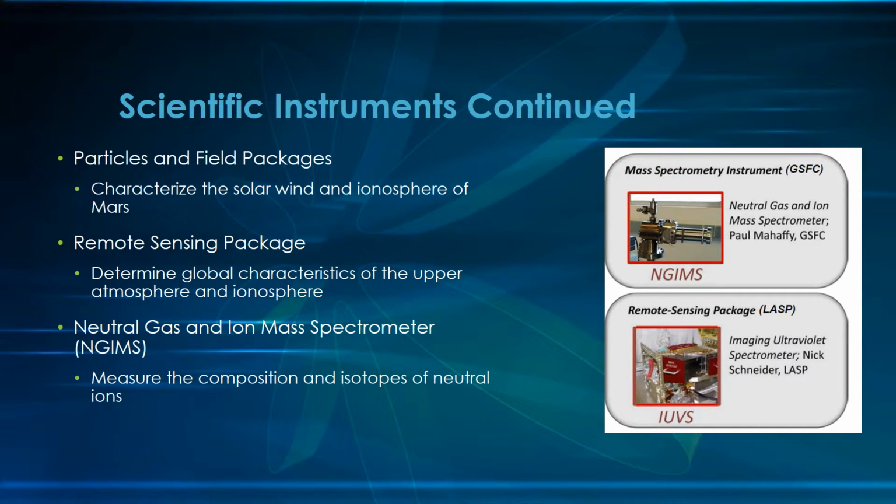To go into more detail about the different packages in MAVEN, we first look at the particles and fields package. This characterizes the solar wind and ionosphere of Mars. Another package is the remote sensing package. This determines global characteristics of the upper atmosphere and ionosphere of Mars. Lastly, the neutral gas and ion mass spectrometer measures the composition and isotopes of neutral ions.